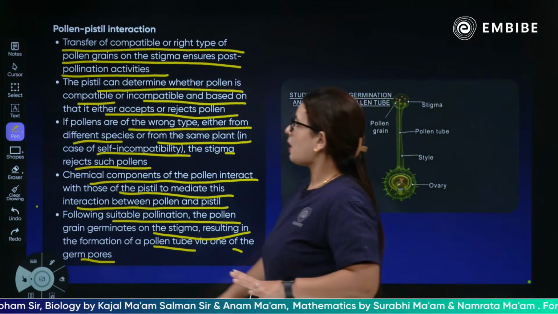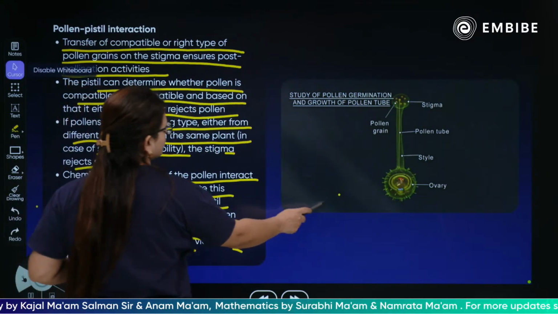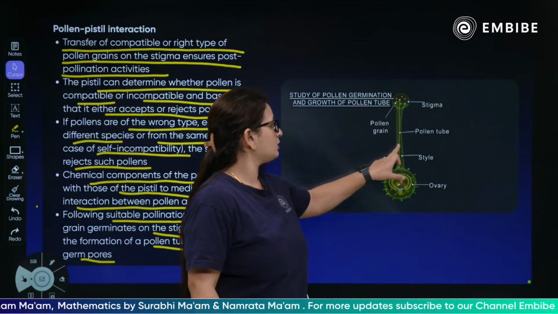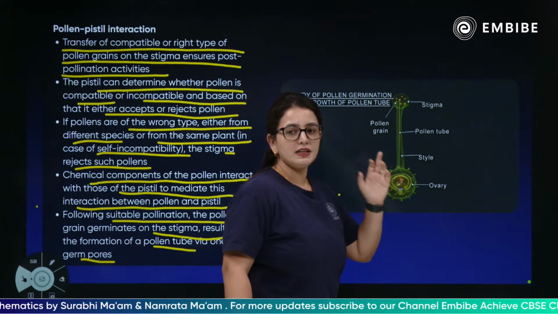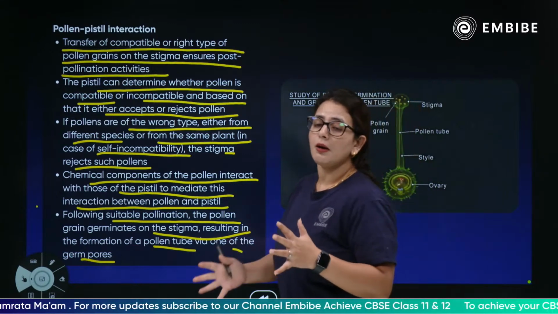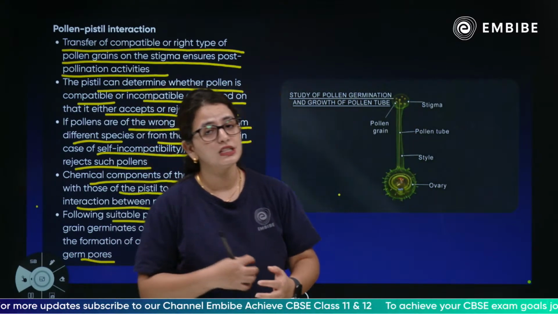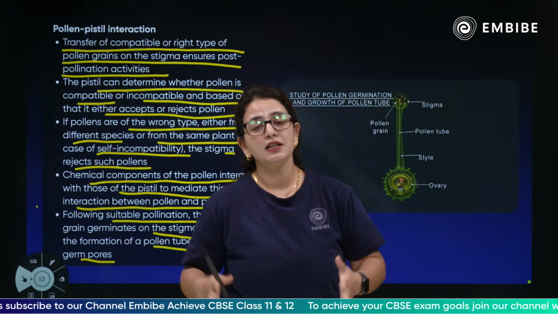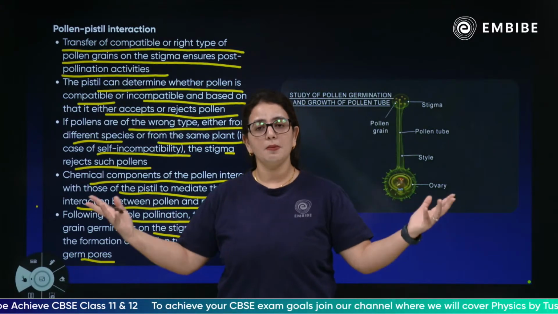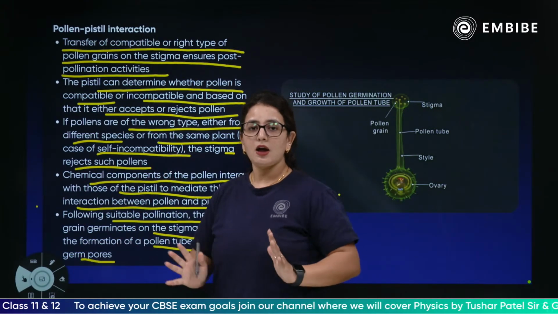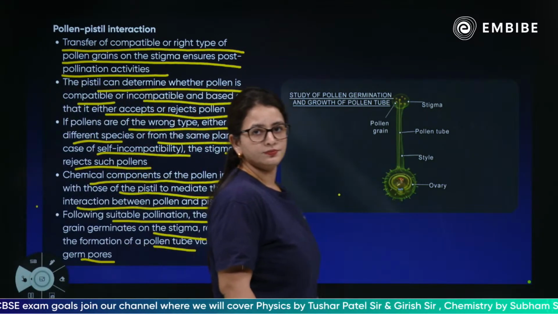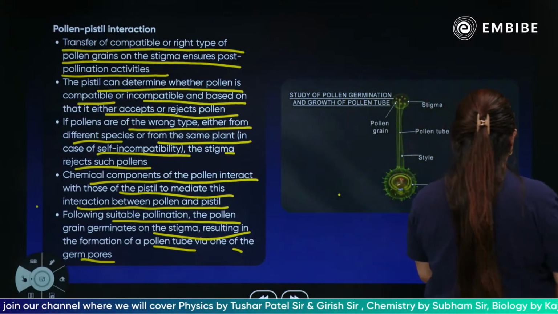Clear? This is about the pollen pistil interaction. As you can see, this is the stigma, this is the pollen grain, and this is how the pollen tube is being formed. There is an ovary, there is an egg cell, and it is going to fertilize the egg cell. So this is all about how the pollen pistil interaction takes place and what the various methods are to avoid self-pollination and to promote cross-pollination in the plant. I hope this is very clear, children.